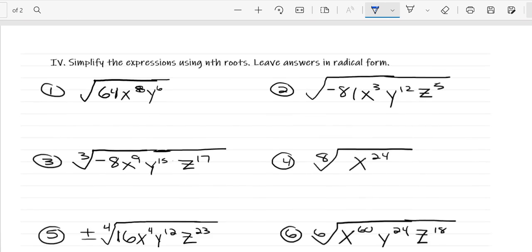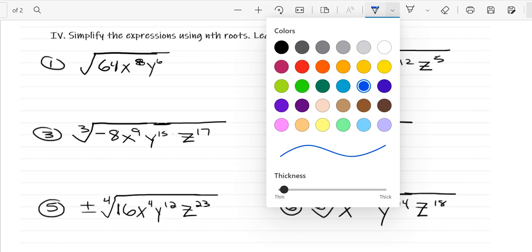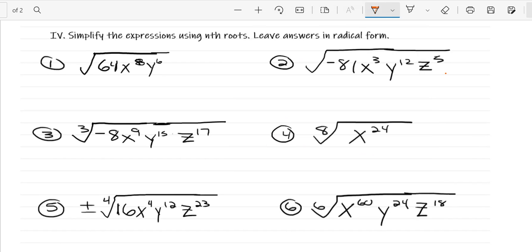Section 4. This is our final section dealing with the nth roots. For our nth roots, it says here to leave your final answers in radical form. And let's begin. For number 1, our default root is square root, so we don't see anything there. We know it's a square root. So for this one, we're going to start off with the square root of 64. The square root of 64 is 8.